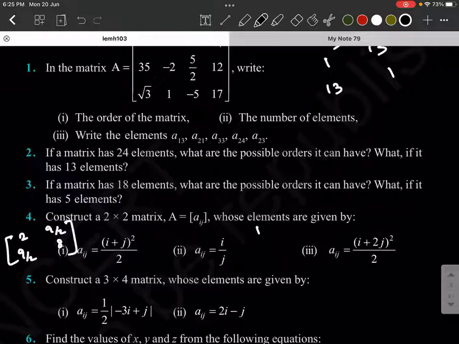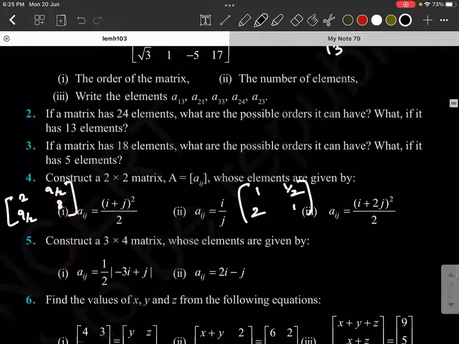1, 1 by 2, 2 1. Then (i plus 2j) the whole square: nine by two, 9 by 2, 8.